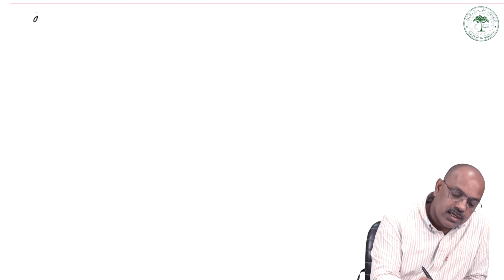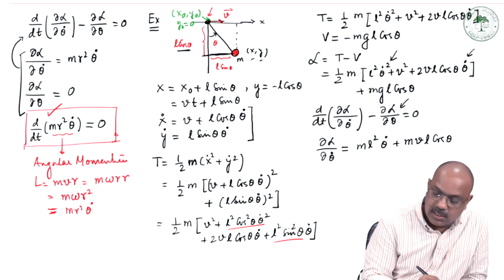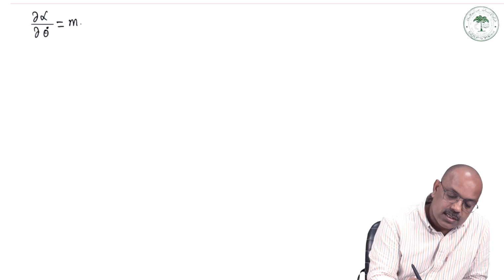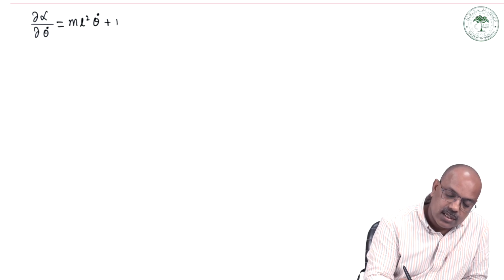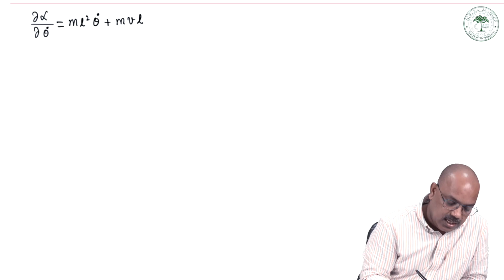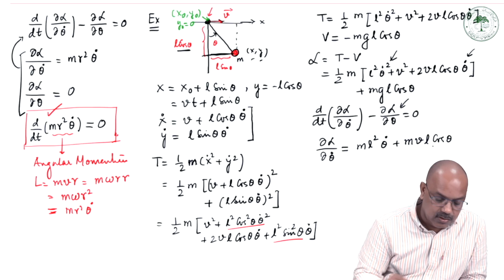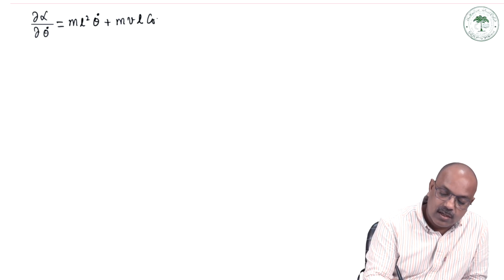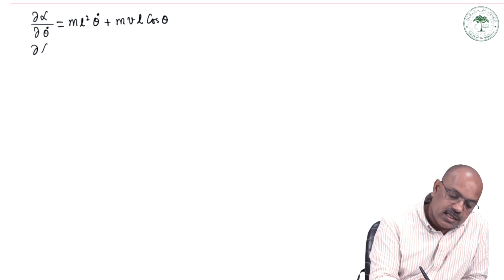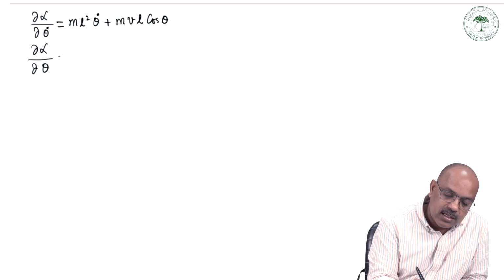So let me write ∂L/∂θ̇ is ml² θ̇ plus mvl cos θ. Now I have to find ∂L/∂θ.